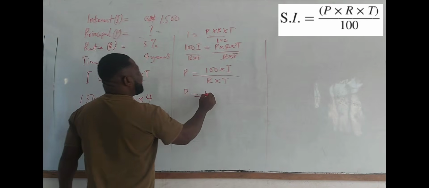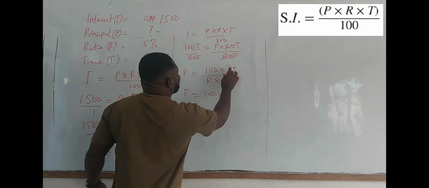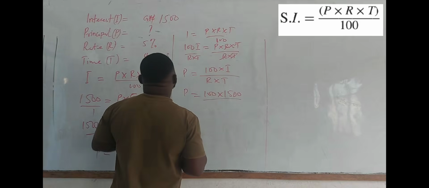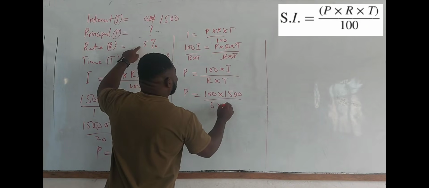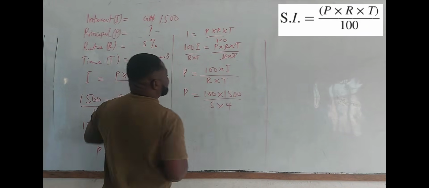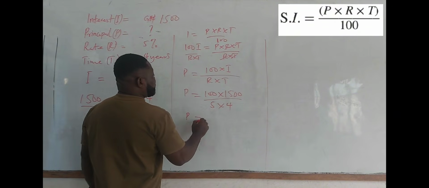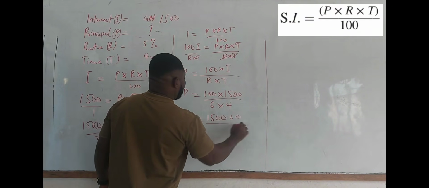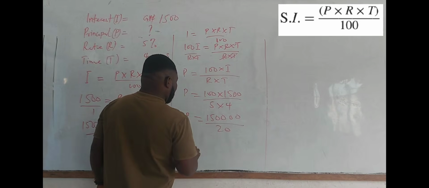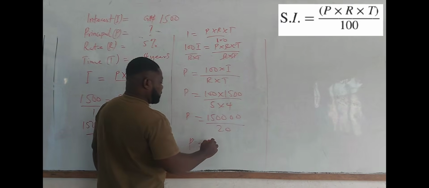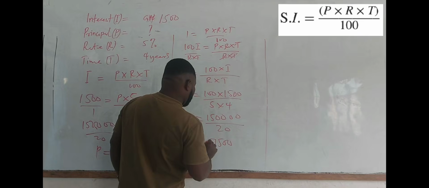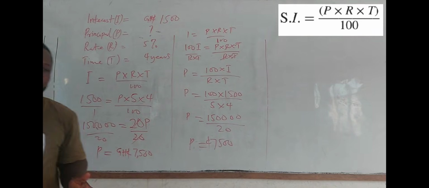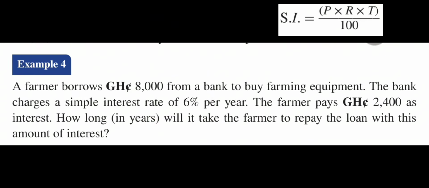So it is going to be 100 times interest, which is 1,500, all over the rate, which is 5, times 4, which is the time, right? So you understand that we'll be having 150,000 all over 20, and then our principal will be 7,500 Ghana cedis. All right. So any approach you use, we should get the same answer.